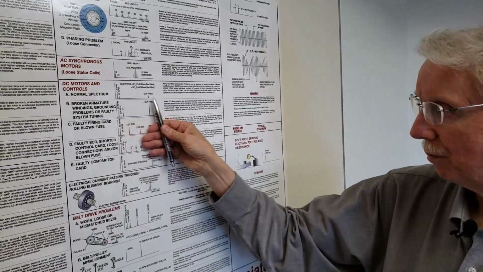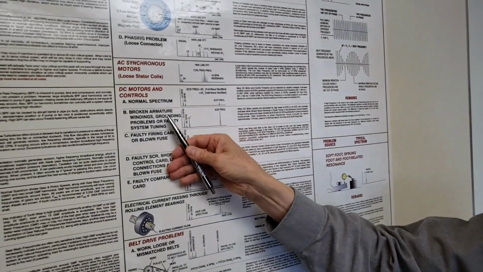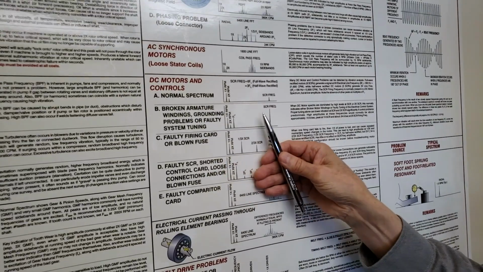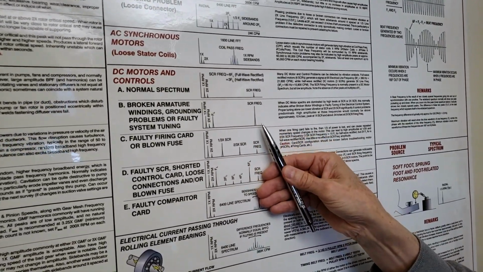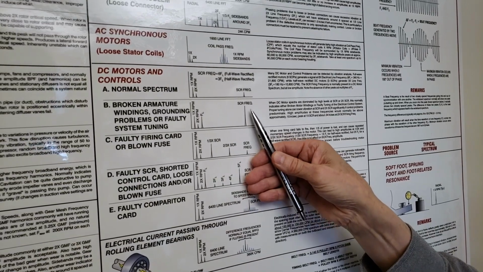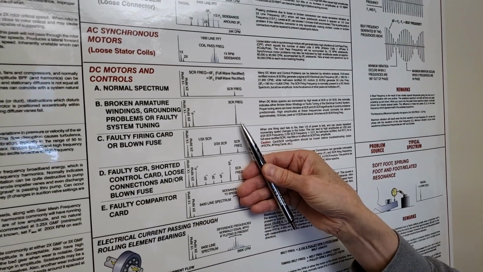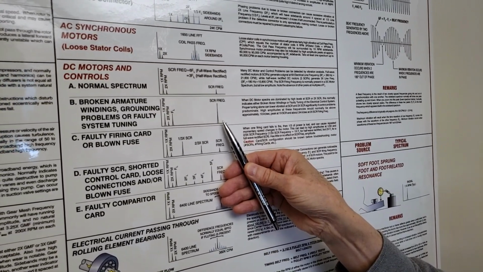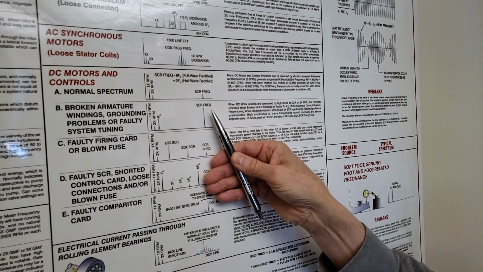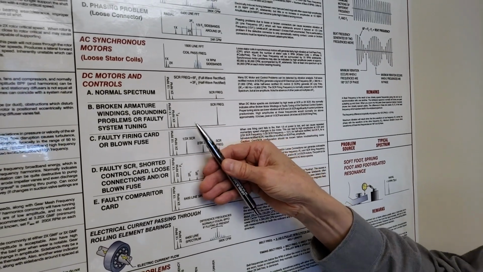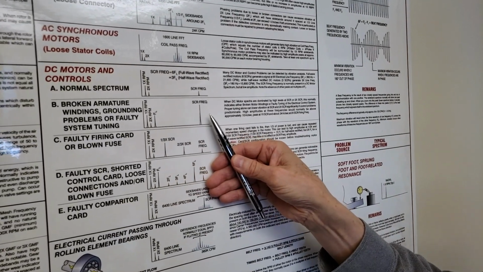Now, when you have problems with broken armature windings, grounding problems, or faulty system tuning, then the SCR firing frequency goes up tremendously. It may go up from on the order of 0.02 inch per second to over 0.1 to 0.12 inch per second peak. And also accompanying that is 1 times line frequency that goes along with the SCR frequency.